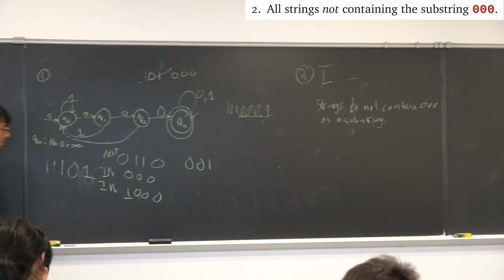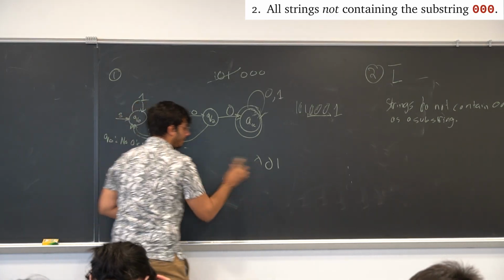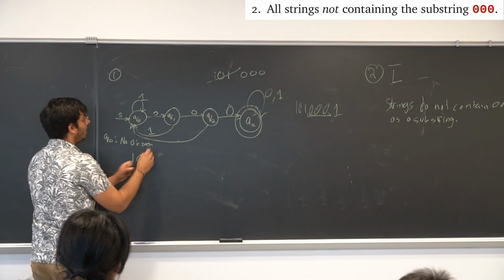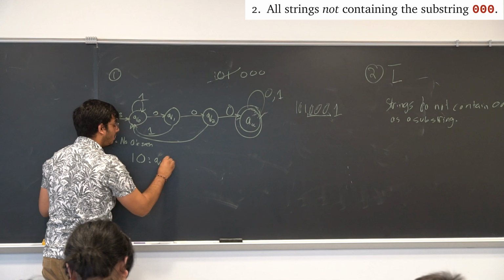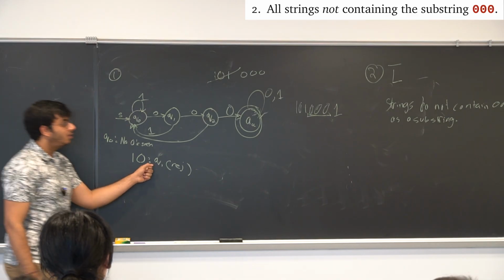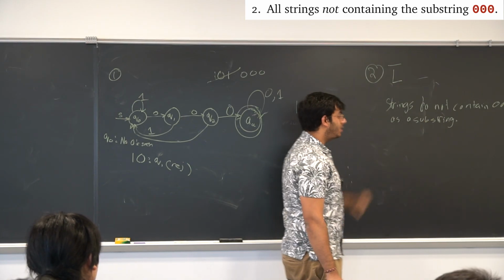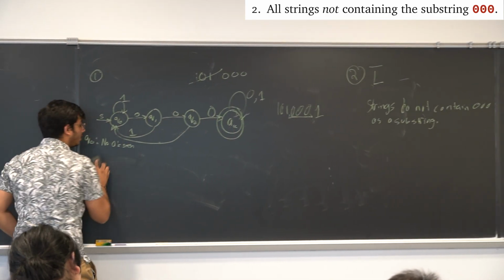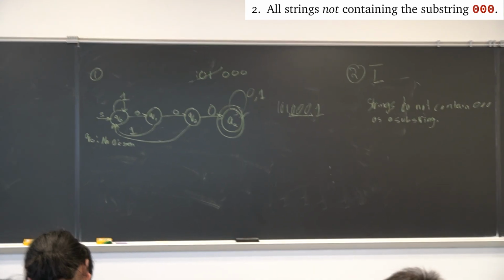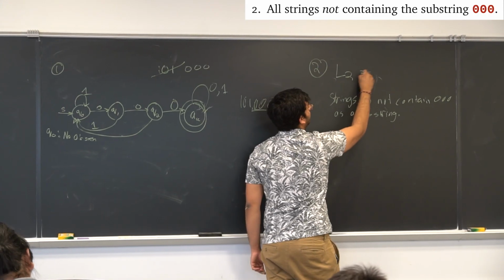So let's take a look at this. We have a list of strings not in the language and in the language. So if we take the string 1, 0 here, we end up in state Q1, which is a rejecting state in this language, because I don't have the substring 0, 0, 0. But in this language, the complement of the previous language, I should not contain 0, 0, 0. So actually, let's do this. I will refer to this language as L1, and I will refer to this language as L2. And we can define that L2 is the complement of L1.